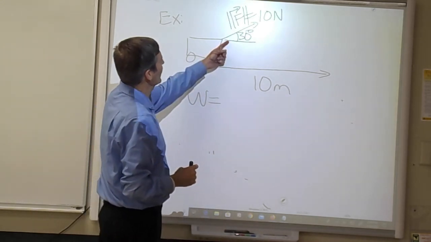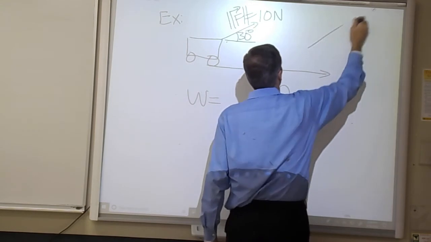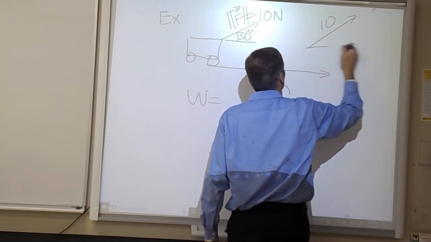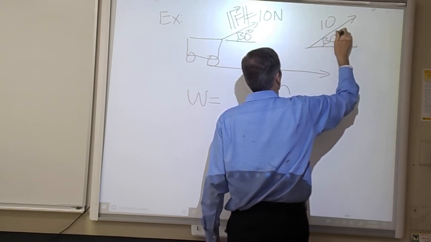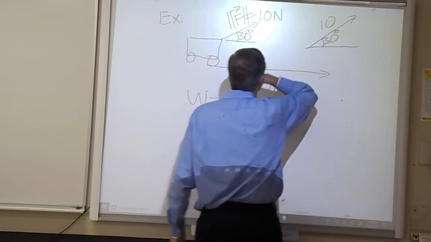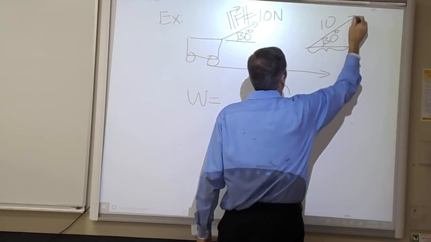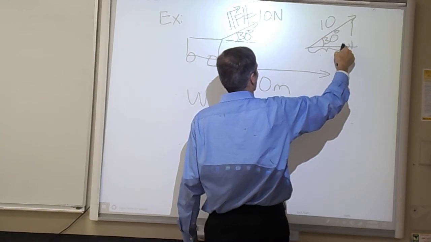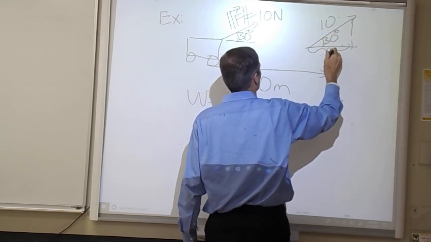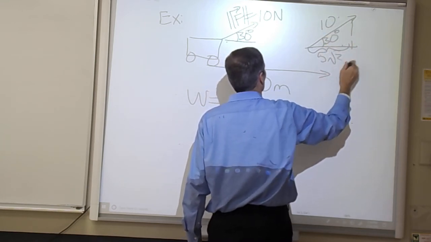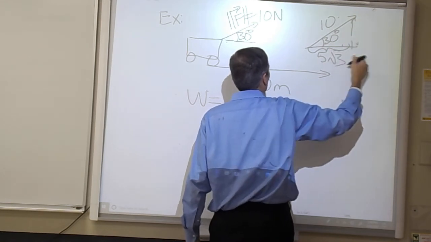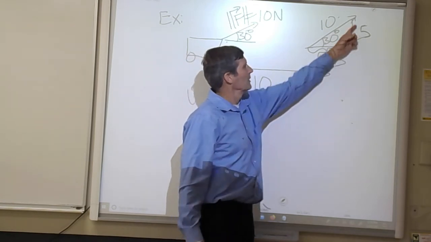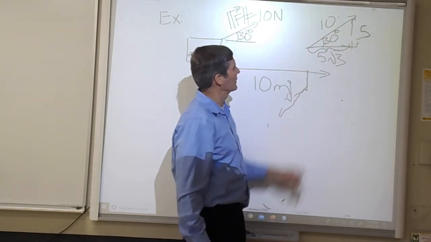Well, what's the force vector here? If the force is 10 newtons long, and it's at an angle of 30 degrees, then we can break this up into components. This side is square root 3 over 2 times the hypotenuse, or 5 square root 3 units long. This one is 1/2 the hypotenuse, 5 units long, right? It's the 30, 60, 90 triangle, so this is 1/2 the hypotenuse, this is square root 3 over 2 times the hypotenuse.